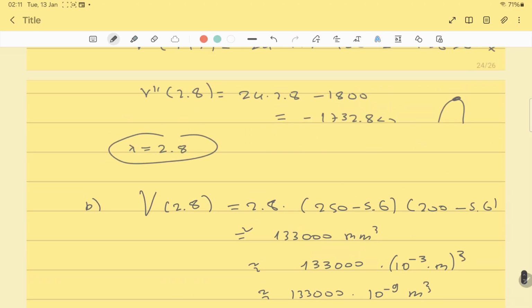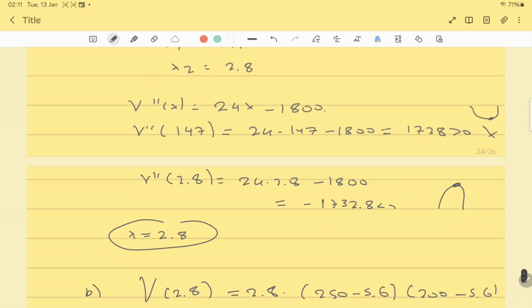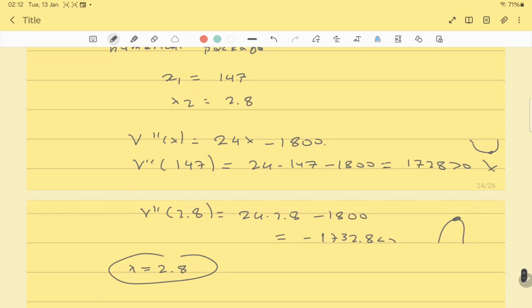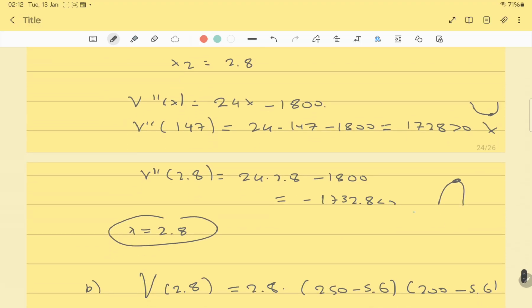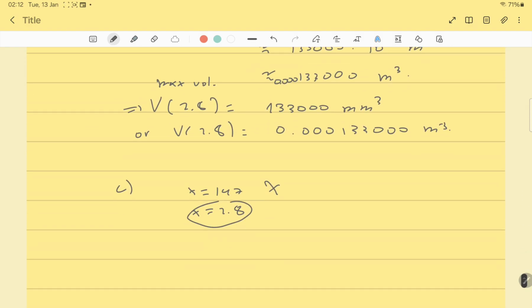And see, we obtained two values for x, 147 and 2.8. This one has been rejected because it gives us a minimum, and this one is being accepted because with the second derivative test it is negative, so it's convex downwards, so it will give us a maximum point. So that's why we choose this one by employing the second derivative test.